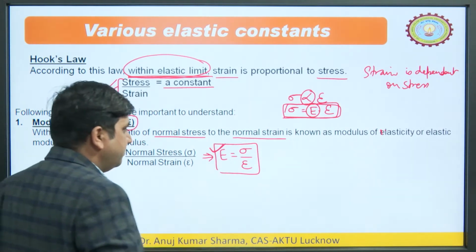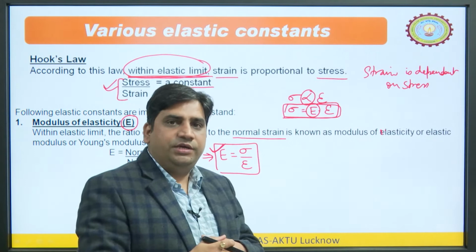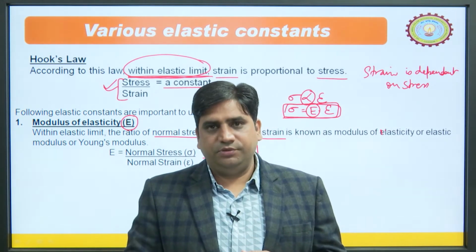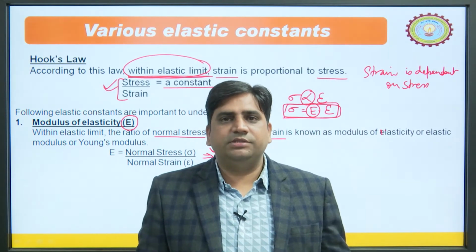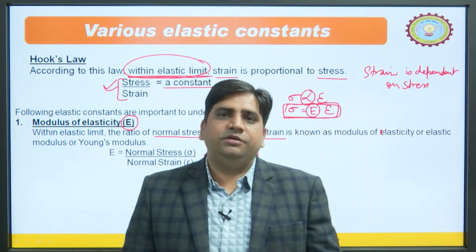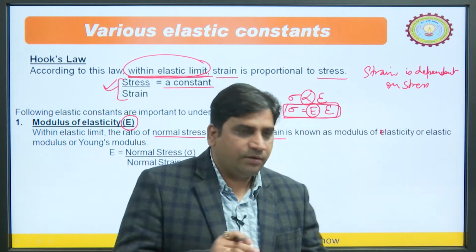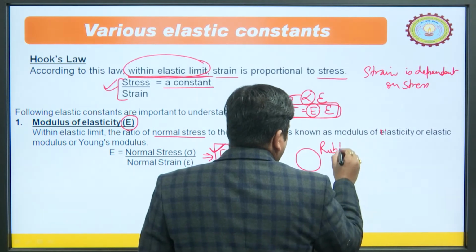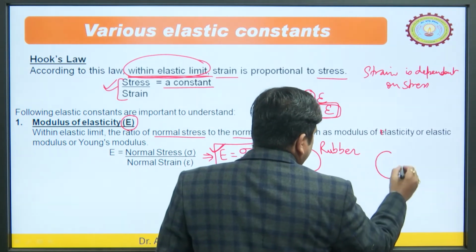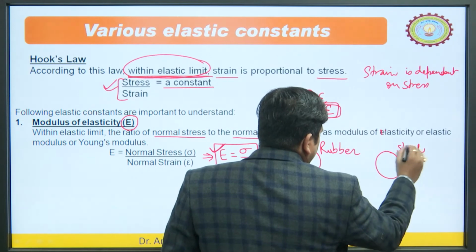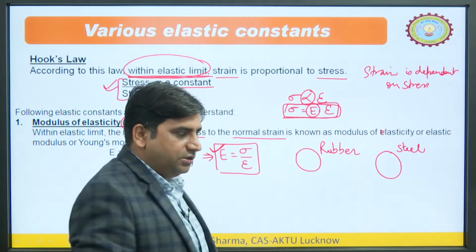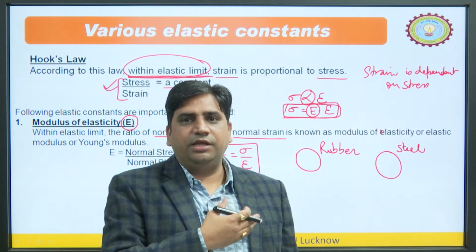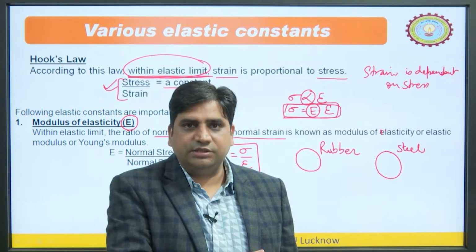And what is the significance of this? A higher value of E means the object is more elastic. The best example is to compare two balls, one of rubber and one of steel. Which one is more elastic? The material which has the higher value of E has more elasticity.